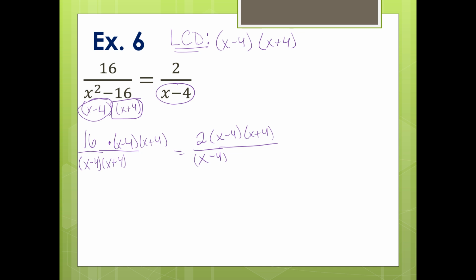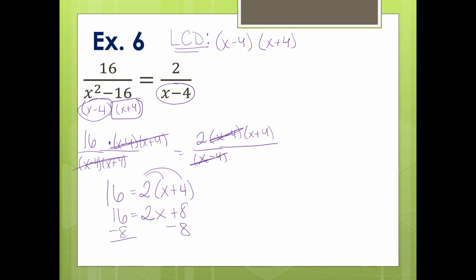Now, over here, our whole denominator is going to cancel. Again, that's the goal. If you do not get the whole denominator to cancel, something is wrong. So 16 is all you're left with over here. Here, our x minus 4 cancels, and you're left with 2 times x plus 4. We have to make sure we distribute that too. So 16 equals 2x plus 8. We subtract 8 from both sides, 8 equals 2x. Dividing by 2 on both sides, we get x equals 4.